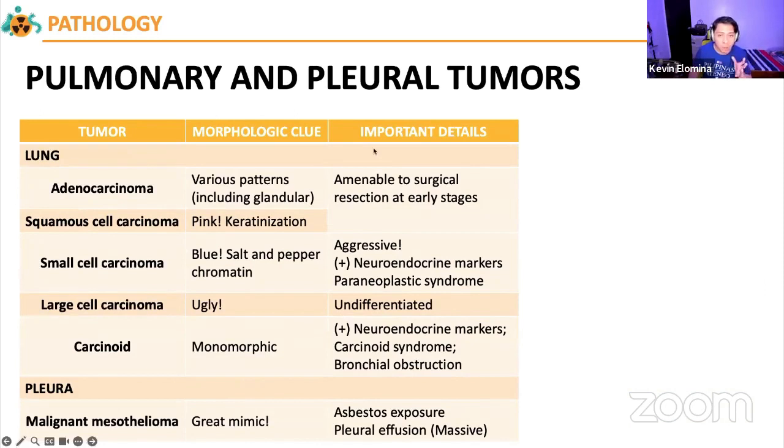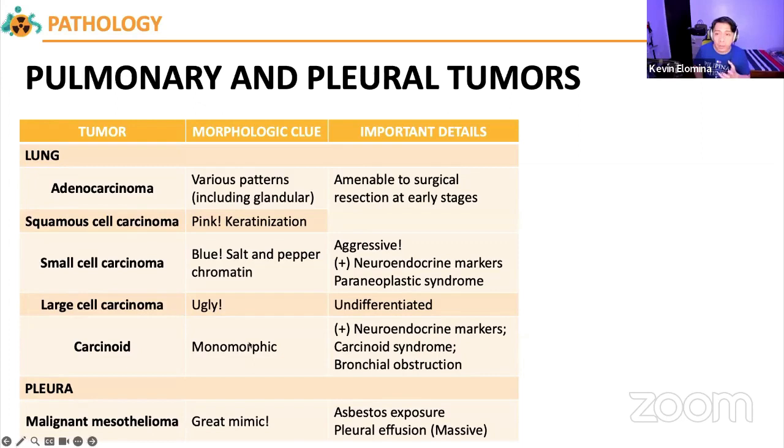Now, in terms of pulmonary tumors, well, lung cancer lang naman yung super kailangan yung tandaan. Just remember that your adeno and your squamous, these are non-small cell carcinomas, and they're different from your small cell because they're amenable to surgical resection at early stages. While your small cell, if you have a lung cancer, you don't want to have small cell because it's very aggressive. It's not amenable to surgical resection even in its early stages. No, it's very deadly. Okay.